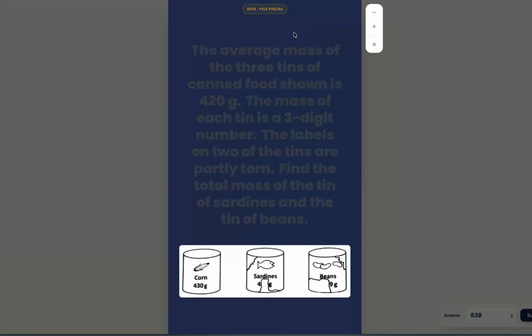Question 14, part A. The average mass of the 3 tins of canned food shown is 420 grams. The mass of each tin is a 3-digit number. The labels on 2 of the tins are partly torn. Find the total mass of the tin of sardines and the tin of beans.